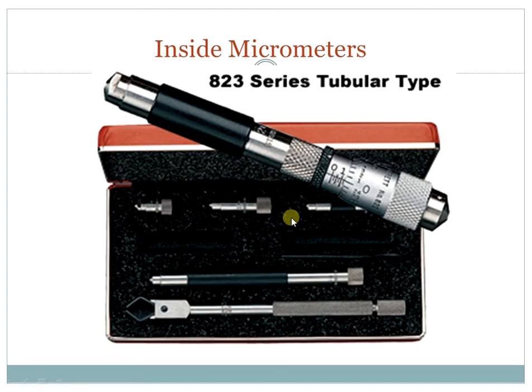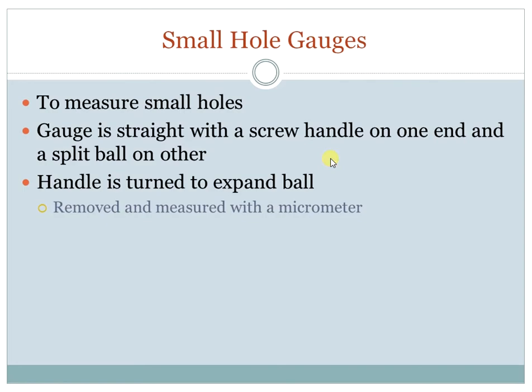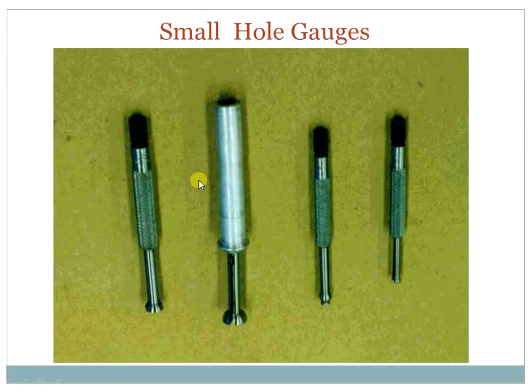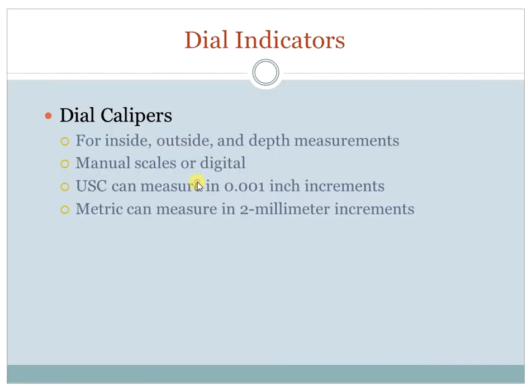micrometer. We can measure the inside of bores using inside micrometers. So small holes can be measured with the help of these gauges. This is the photograph with which we can try to understand how we can go with the small gauges.